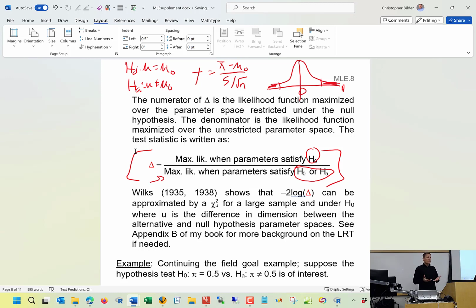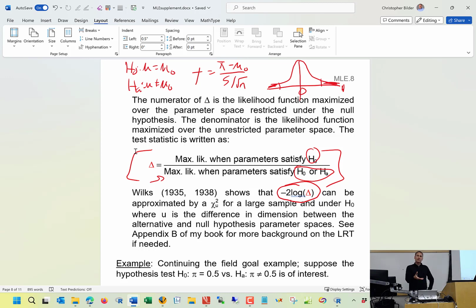Now we want to do something similar with this delta. A long time ago, when these likelihood ratio tests were first developed, just in general, not necessarily for factor analysis, a particular individual found that if I took -2 natural log of delta, I could use a chi-squared distribution with this delta.